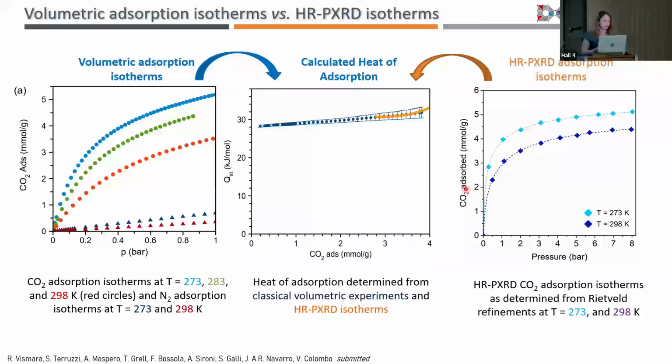So as a comparison to show you how big is the power of X-ray powder diffraction when a good data treatment is performed, I can show you the comparison between volumetric adsorption isotherms and the respective QST, so heat of adsorption, in blue, and the same determined by powder X-ray diffraction, with the relative heat of adsorption determined by applying the Clausius-Clapeyron equation from the modeled isotherms. And so this is another example of how detailed the information can be if a good data treatment can be done on powder X-ray diffraction data.